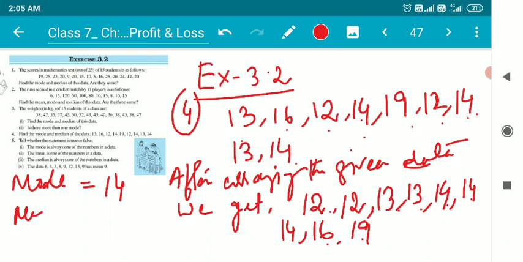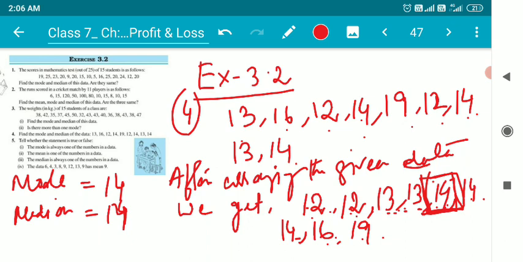And what is the median of this data? Children, the median of the given data will be the middle number. 9 is the total number of data. 1 2 3 4 5. So this 14 will come at the center. 1 2 3 4, 1 2 3 4. So from this 14, on the left hand side there are 4 data, and on the right hand side there are 4 data. So naturally the median will also be 14.